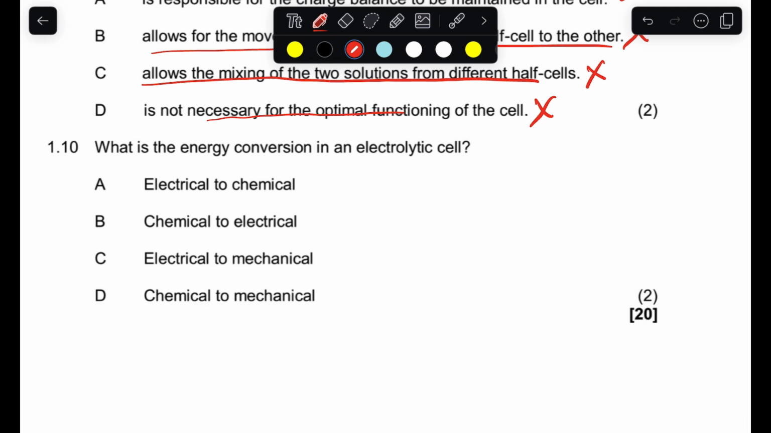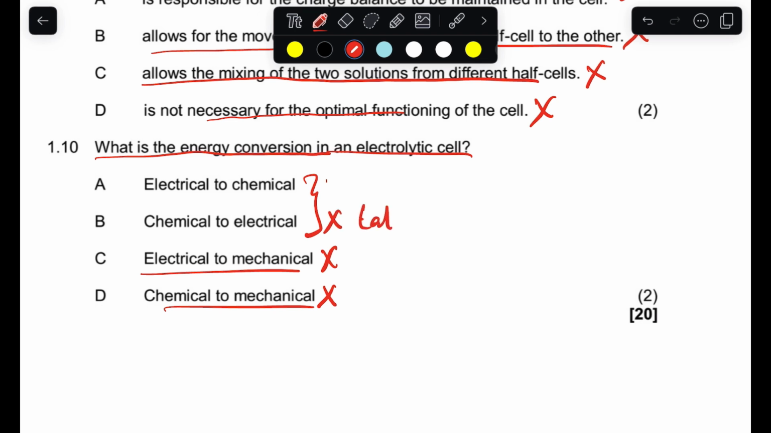Let's go to the last question. What is the energy conversion of an electrolytic cell? The energy conversion has nothing to do with mechanical. In electrochemistry it's electrical and chemical. So these two are wrong. So your options are here. But remember, in the electrolytic cell we're using energy to produce the chemical. So this is not the answer, this is a galvanic, and this one is an electrolytic. So the answer there is A.